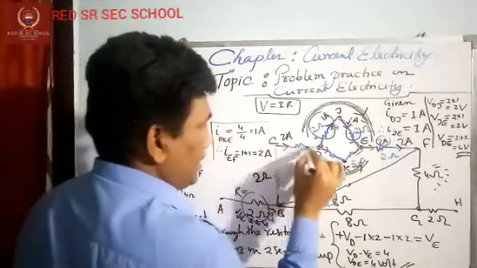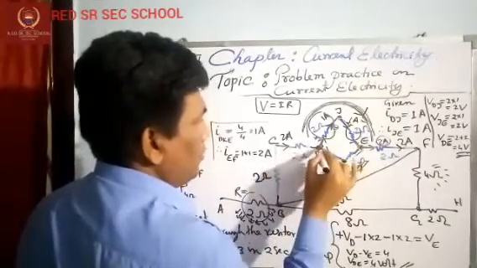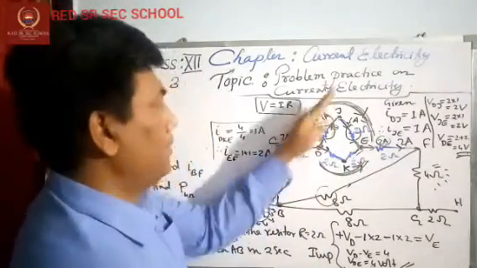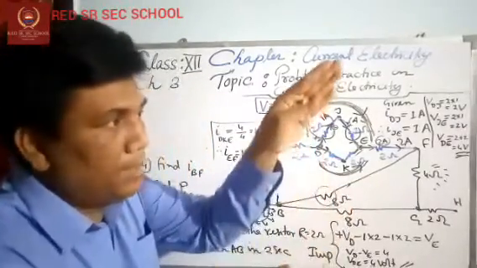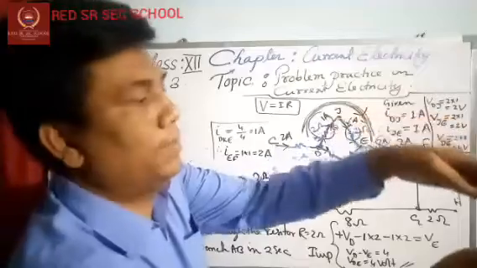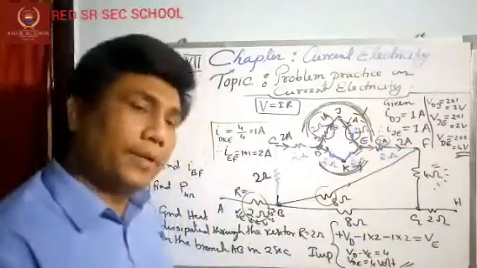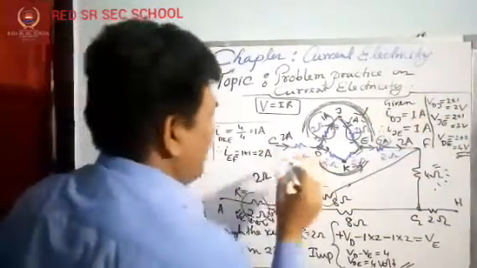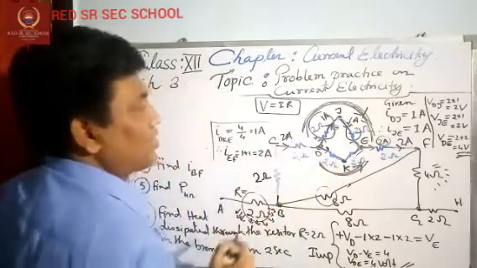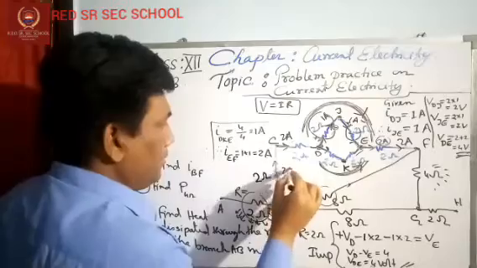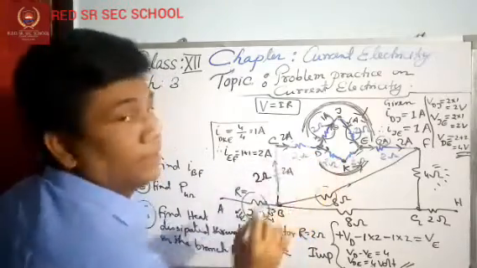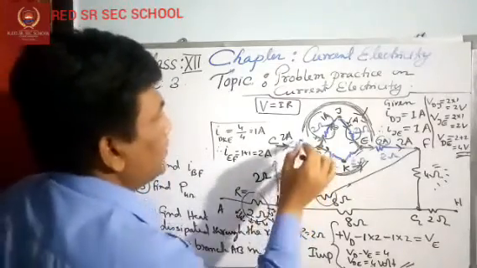2 ampere current is entering and bifurcating into 2 equal parts. 1 ampere upward, 1 ampere downward, and again they are combining to form again 2 ampere. Are you getting my point? Okay, it means I have understood the current through this resistor also. So as this is 2 ampere, this also must be 2 ampere because this is the same branch only. Are you getting? So what will be the voltage drop here?